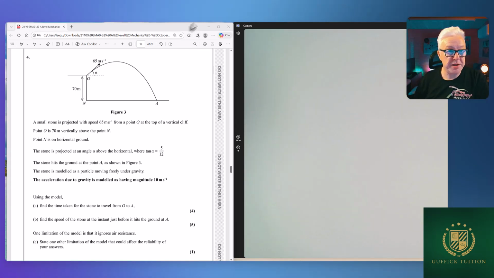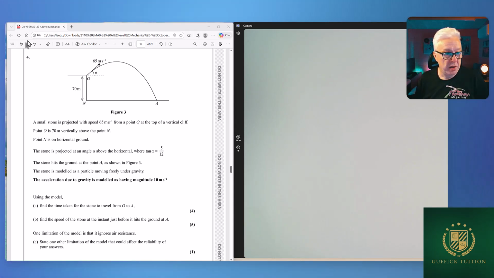Hello everyone, we've got quite a nice projectile question here. It says a small stone is projected with a speed of 65 meters per second from a point O at the top of a cliff. The point O is 70 meters vertically above the point N.